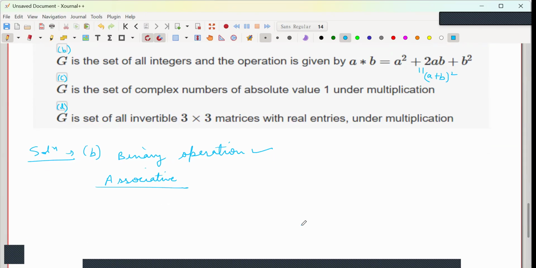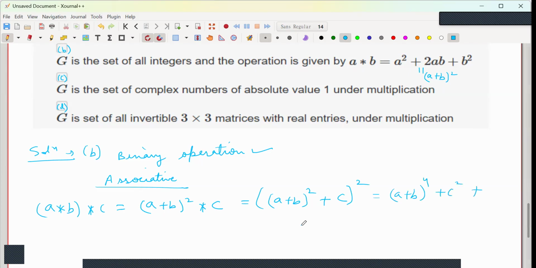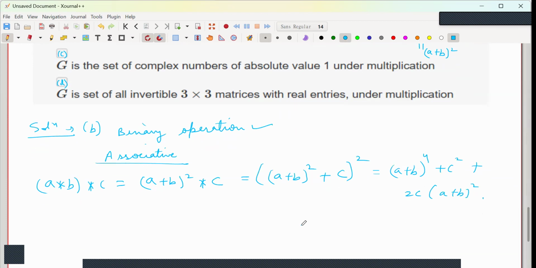Okay. So (A star B) star C. Simply write this. What is it? This is just (A plus B) whole square star with C, which means (A plus B) whole square plus C whole square, right? And this will be (A plus B) raised to 4 plus C square plus 2C times (A plus B) whole square, right?